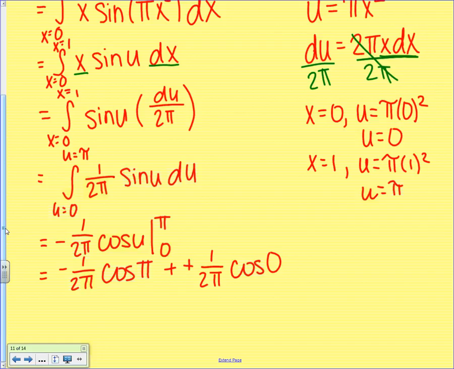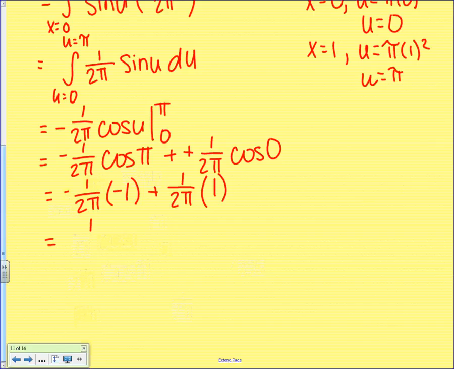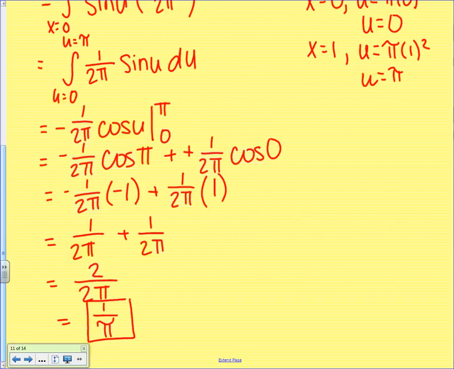So cosine of pi, anybody know? Negative 1. And then plus 1 over 2 pi times the cosine of 0, which is 1. So I end up with 1 over 2 pi plus 1 over 2 pi, which is 2 over 2 pi, which reduces to 1 over pi. And that's what you would want to leave as your answer.